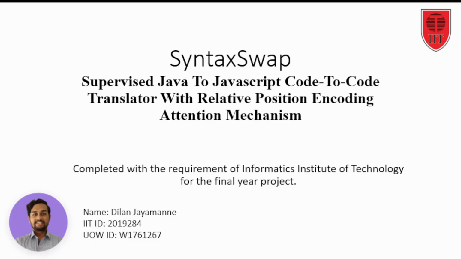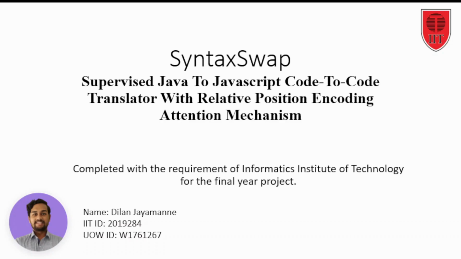I am Dilan Jayamana. My IIT ID is 2019-284. This is the video demonstration of my final year project. And my final year project's title is Supervised JavaScript Code-to-Code Translator with Relative Positional Encoding Attention Mechanism.